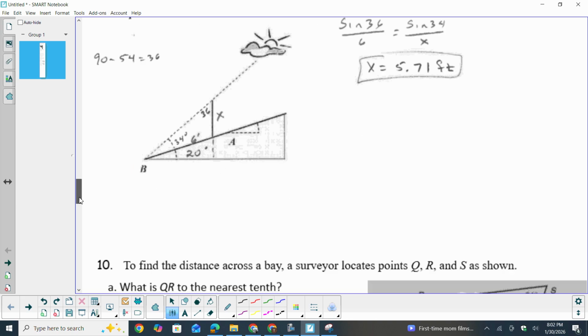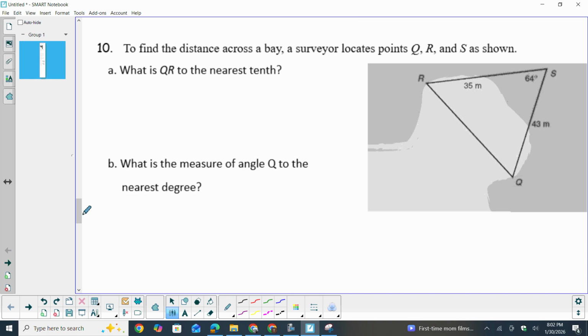Okay, last one. This one, we already have a picture, so you probably don't even need me to do this one. We're looking for QR. There's two sides and the angle between them, side, angle, side, so now I can use the law of cosines. This will be my C.